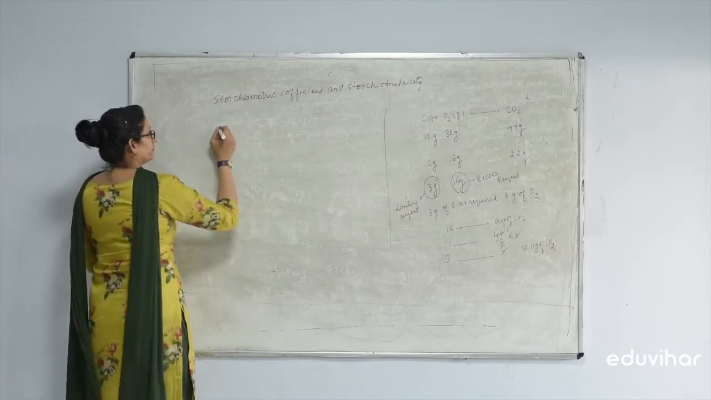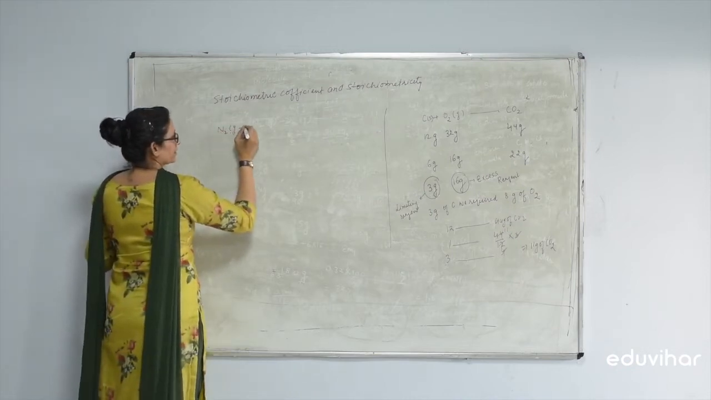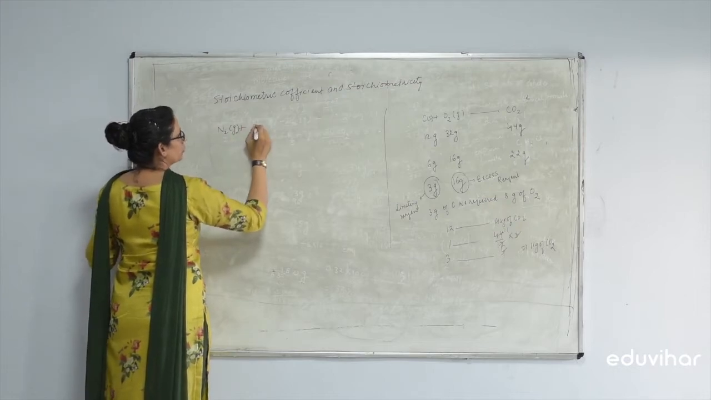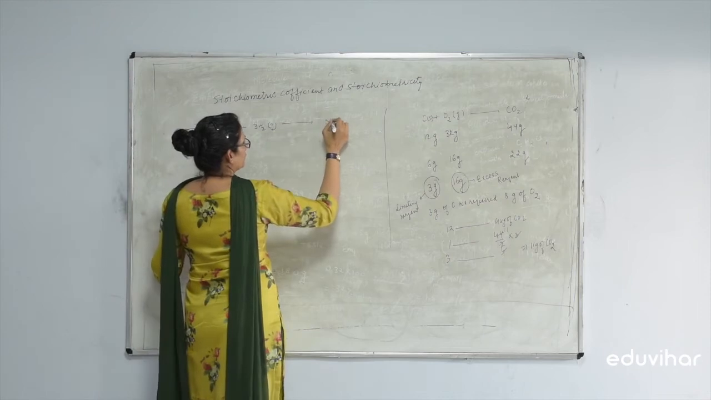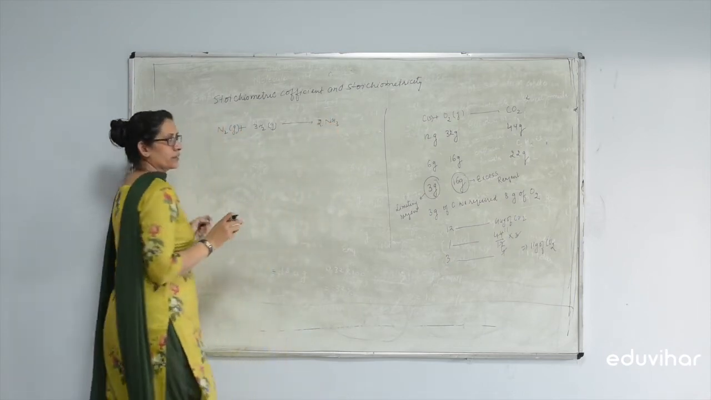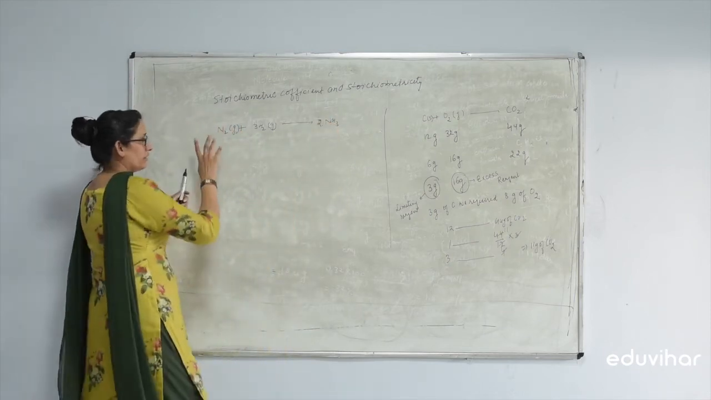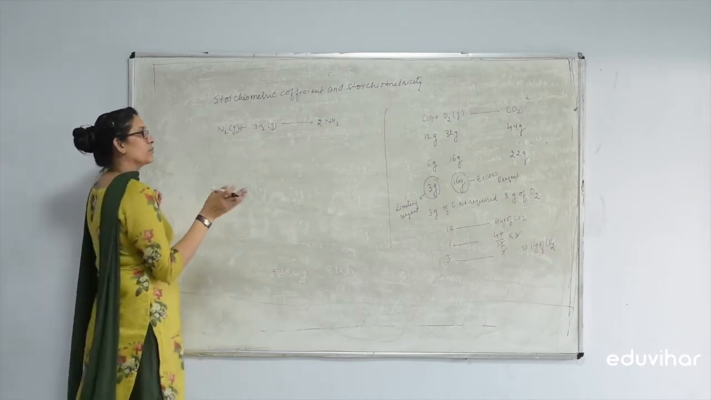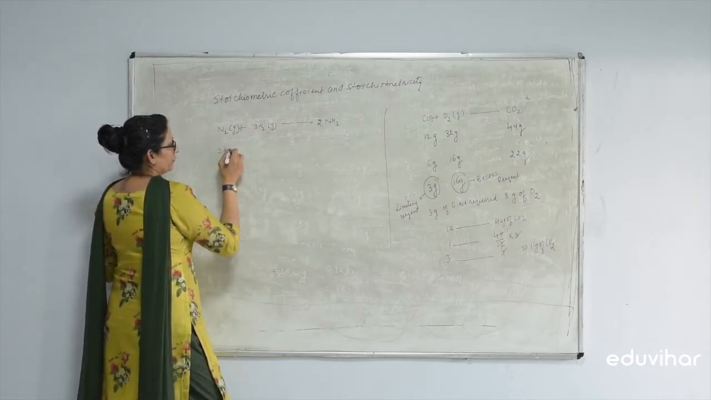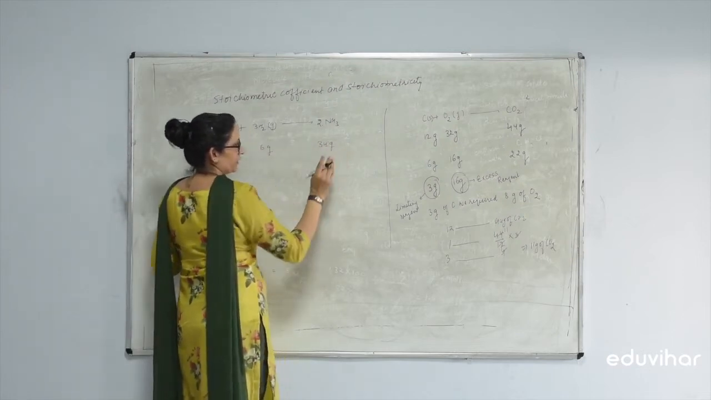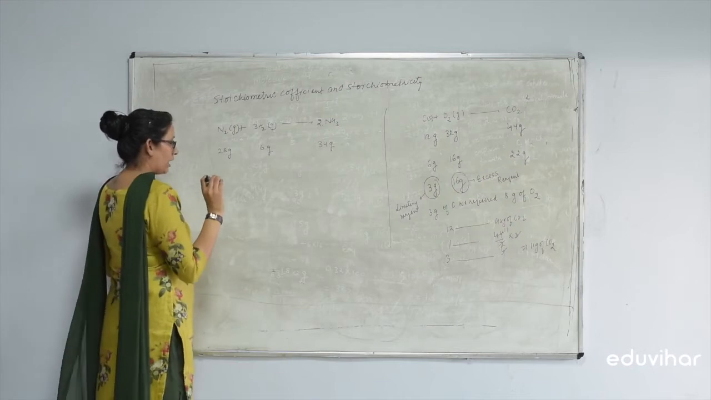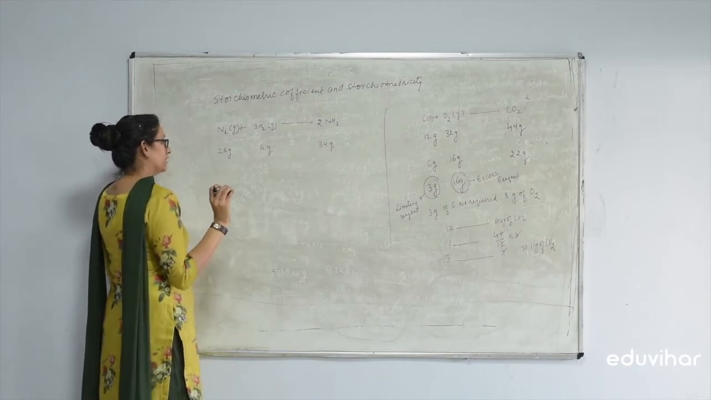I am having nitrogen gas and 3 mole of hydrogen, then the formation of ammonia, 2 mole. Then you have to calculate. If I am writing this reaction in terms of gram, 28 gram reacts with 6 gram, then the formation of 34 gram. Is it clear? Okay. Now listen to the question.